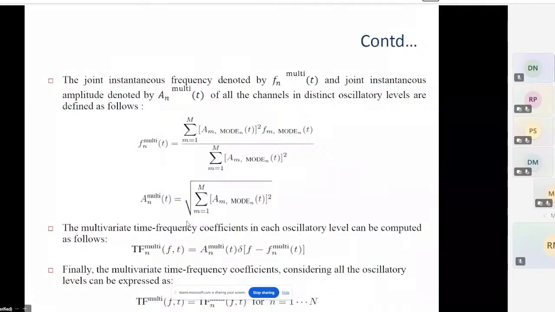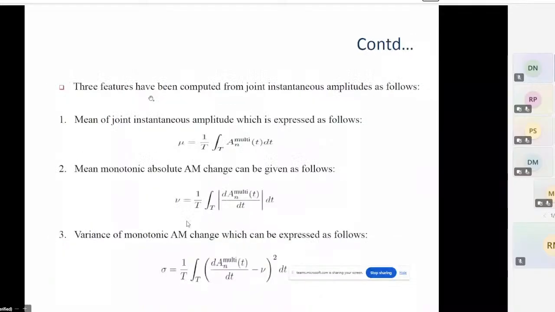Then we have suggested to compute joint instantaneous amplitude and joint instantaneous frequency from all channels, and then the time frequency representation for a particular frequency is expressed in this way, and this is the mathematical expression for getting the time frequency representation for multi-channel data.